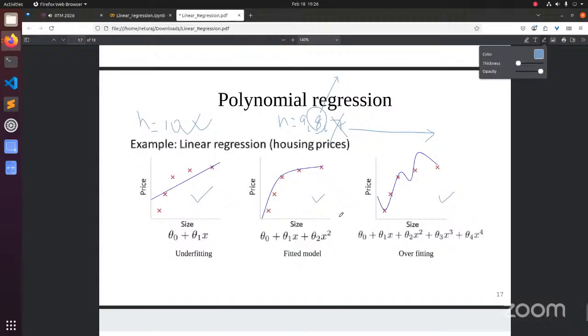If I give you a new point here, or a new point here, it predicts this value, and for this new point it predicts this value. Which one do you think is a better prediction? Option 1, option 2, or option 3? Sir, I think option 2. Option 2, sir.